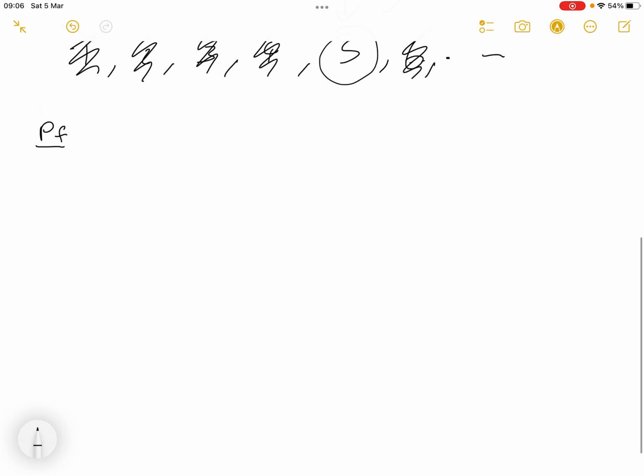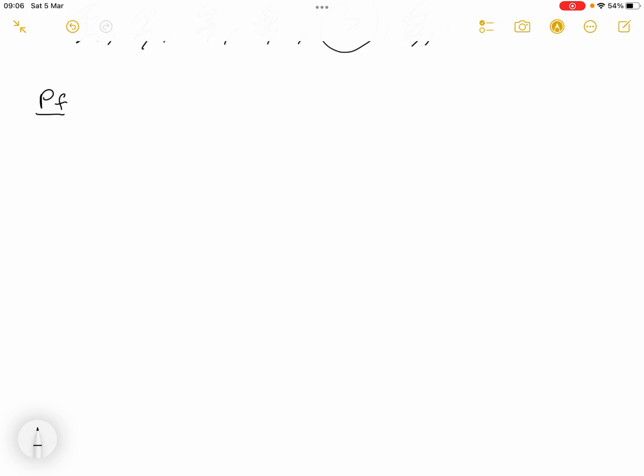So, how do we prove that there are infinitely many primes? Well, we're going to use a proof technique known as proof by contradiction.